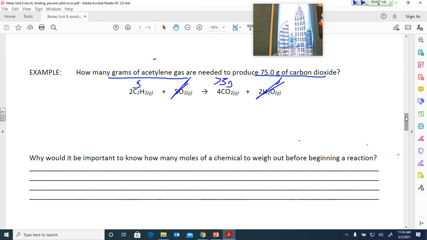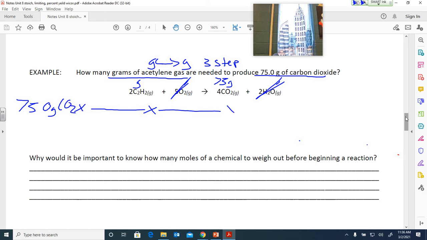So when it's a gram to gram problem like this, a gram to gram or vice versa, in stoichiometry, it's going to be 3 steps. So I'm going to write down what was given, 75 grams of CO2, and I'm going to multiply by 3 steps. Okay, now let's set up. I'm going to start plugging things in.